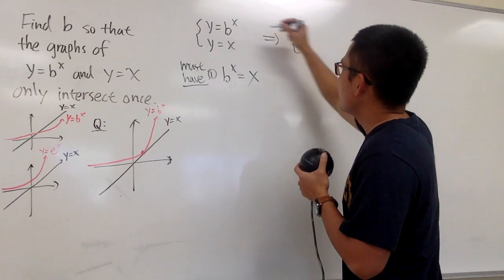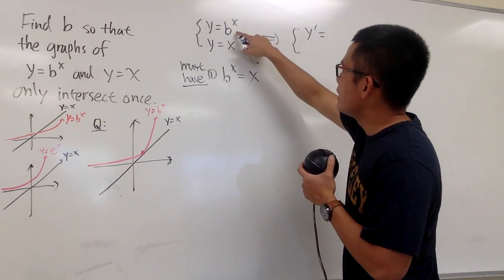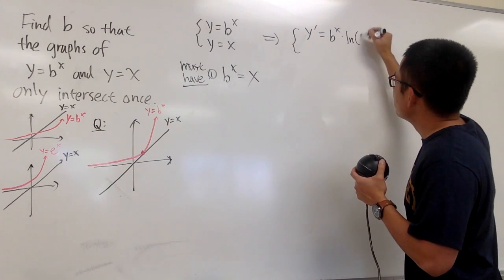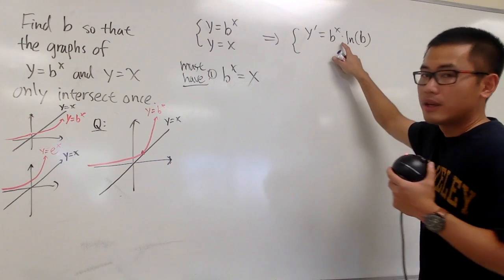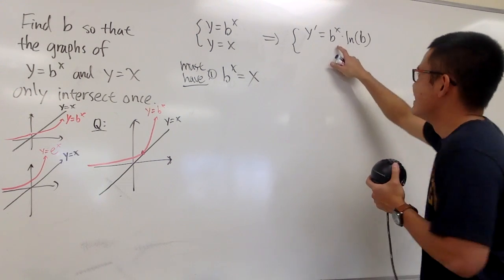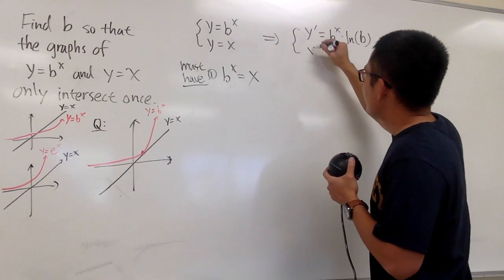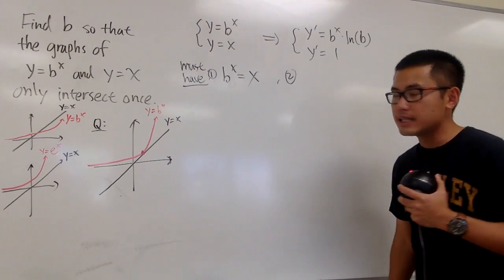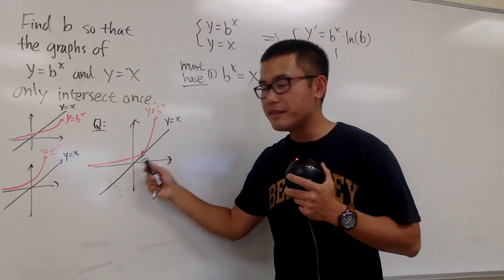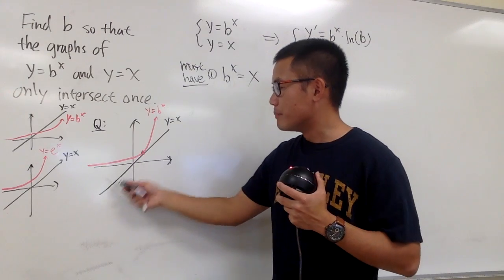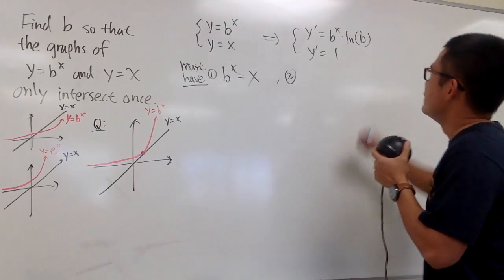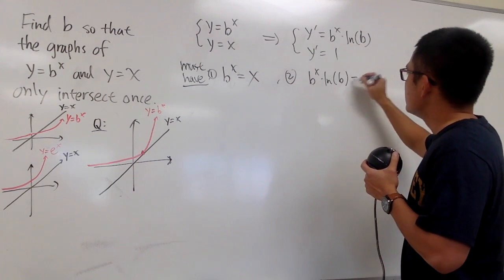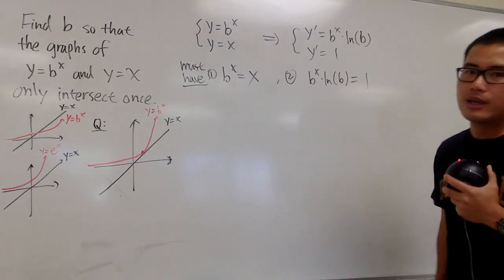So right here, I can tell you y prime: differentiate b to the x, we get still b to the x, but we multiply by ln b. This is how we differentiate when b is not e, right? And we differentiate that, we have y prime is equal to 1. So the second condition that we must have is that at this point, the derivative of the red curve and the derivative of the black line must be the same. Namely, we must have b to the x times ln b is equal to 1, like this, okay?